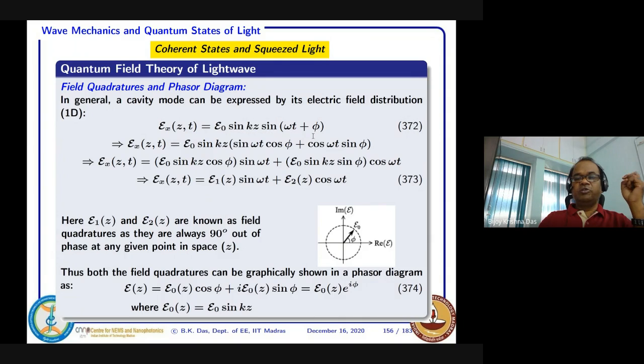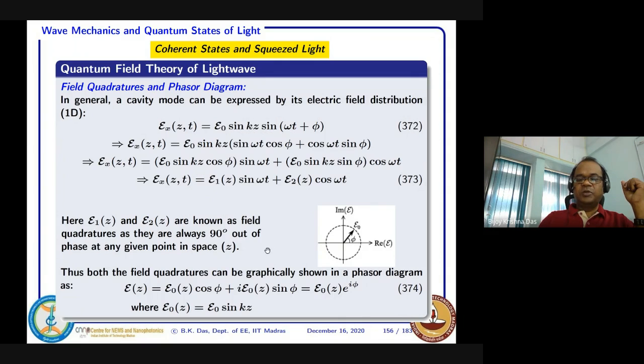And we introduced phi. If any phase is there, in general we can write it like that, and then we find that we could decompose it into two terms. One is a coefficient of sin omega t, and the other is a coefficient of cos omega t. These coefficients have a pi by 2 phase shift to each other at an instant of time. That's why we call them field quadratures.